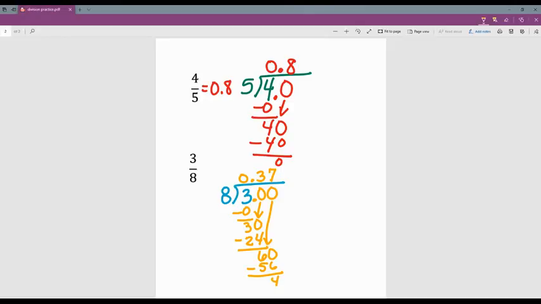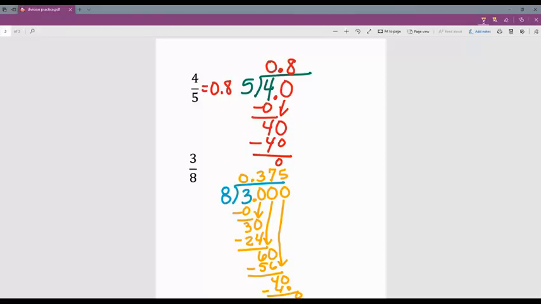Now I'm looking and I still have a remainder here. So I'm going to try just one last time to see if I add a 0 and bring it down, if that's going to help us get a remainder of 0. So now 8 can go into 40 5 times. 8 times 5 is 40. And 40 minus 40 is 0. So now we have 0 as our remainder.